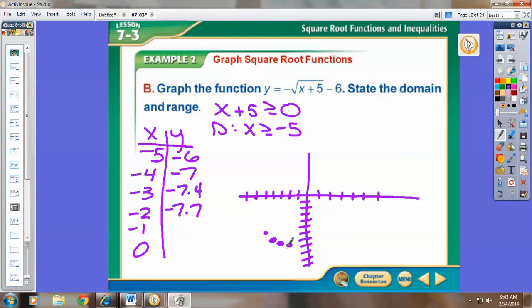Let's put -1 in. -1 plus 5 is 4. The square root of 4 is 2. 2 times -1 is -2, minus 6 is -8. We'll put 0 in since we do have it in our table. 0 plus 5 is 5. What's the square root of 5? 2.2, I'm sorry. 2.2 times -1 is -2.2, minus 6 is -8.2.